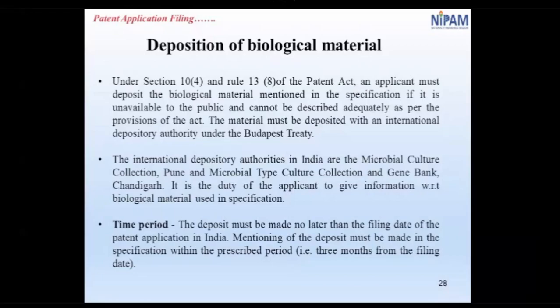Some applicants I have seen in my career, really good scientists who did something and came up with a real invention, were unaware of this fact and haven't deposited it. But there is no provision for deposition of any biological material after your complete specification has been filed.